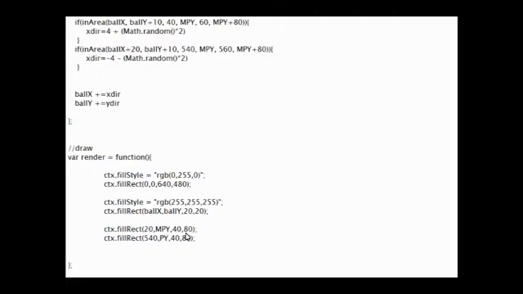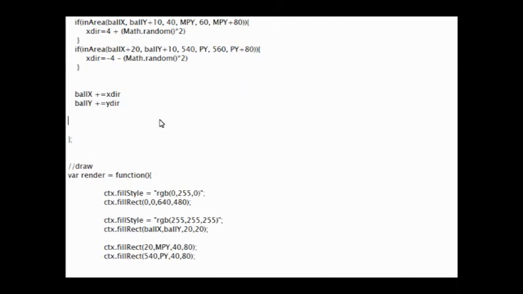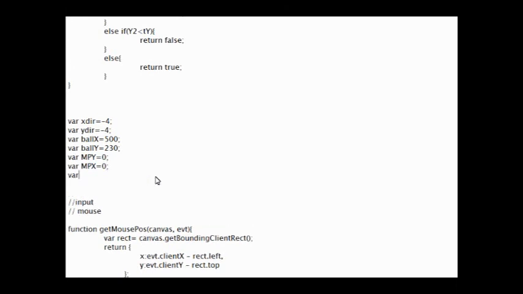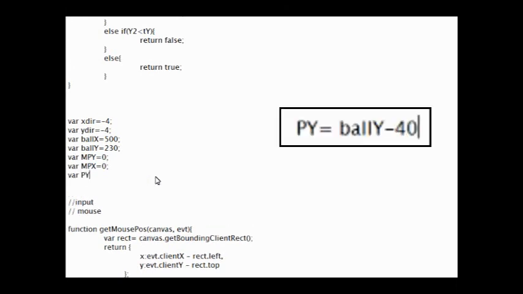Next step is to make the opponent computer-controlled. The simplest way is that the opponent's paddle's middle always is at the same Y position as the ball. We need a variable for the paddle's Y position. We can call that PY. We set PY to ballY minus 40. We now have an unbeatable opponent. It is impossible to get the ball past this opponent.